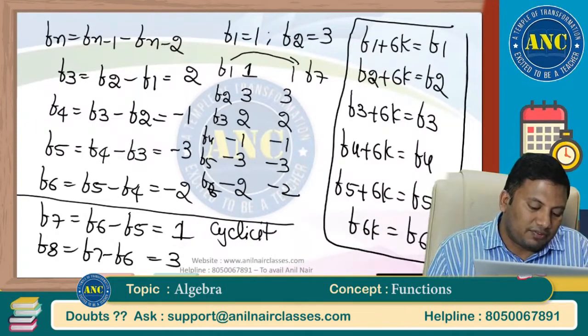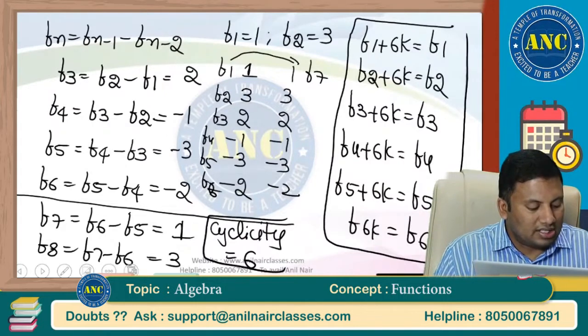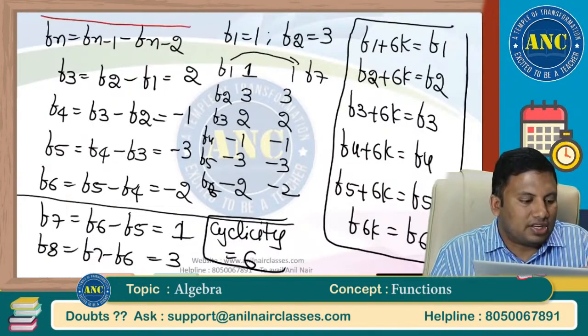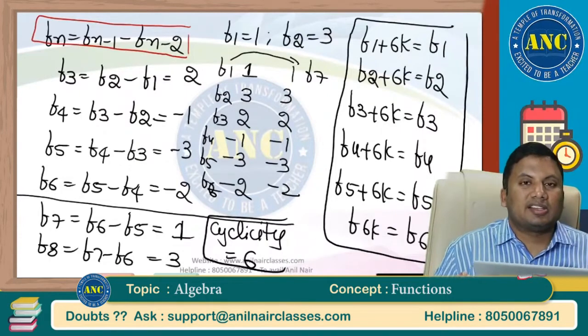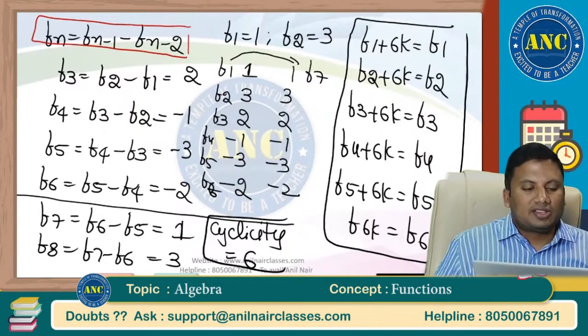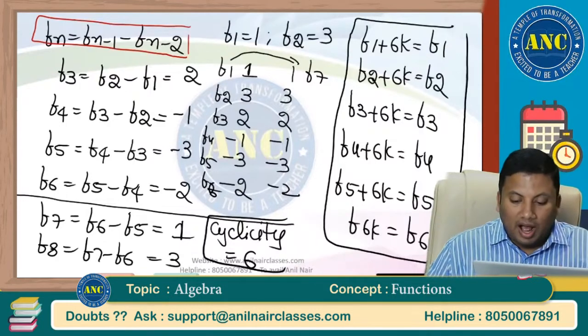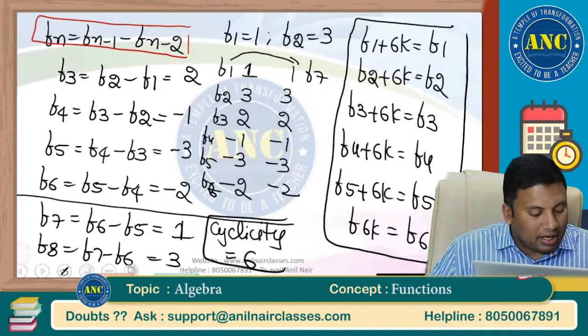Cyclicity of this function is nothing but 6. I hope the idea is clear. So after 6 steps, the value comes out to be the same.